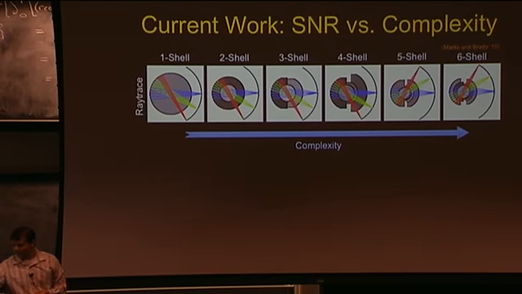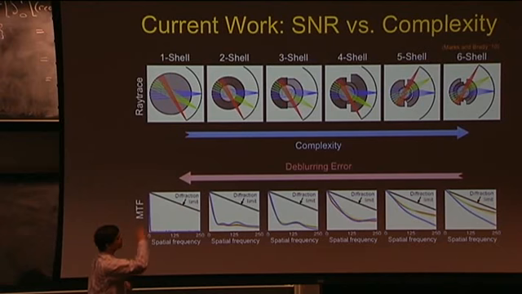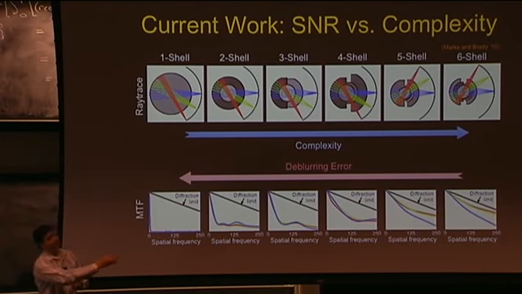Then we can look at the MTFs for these lenses, and as we expect, the MTF for the 6-shell case, the Marks and Brady gigagon design, is close to diffraction limited, and then we lose performance. The MTF gets worse as we reduce complexity, and of course, as the MTF reduces, the deblurring error, if you're talking about a computational imaging system, would get worse as well. The deblurring error would get greater.